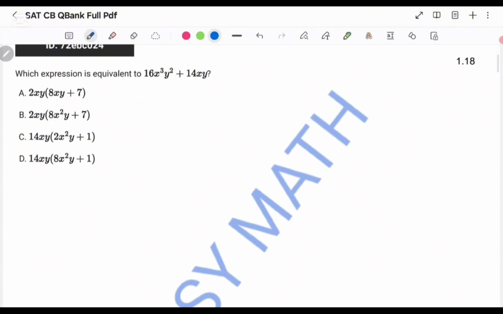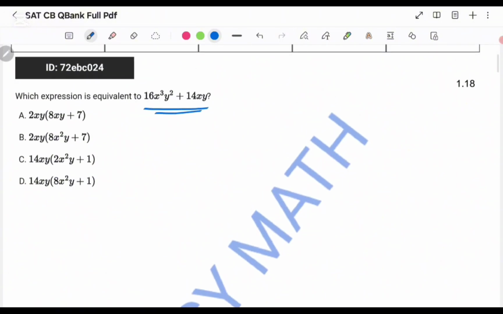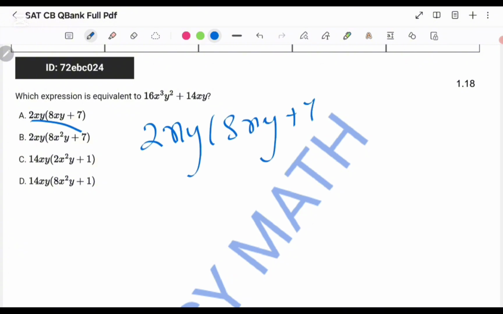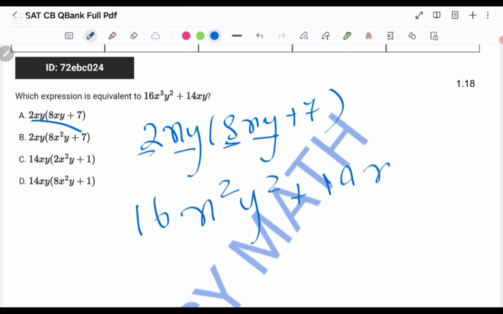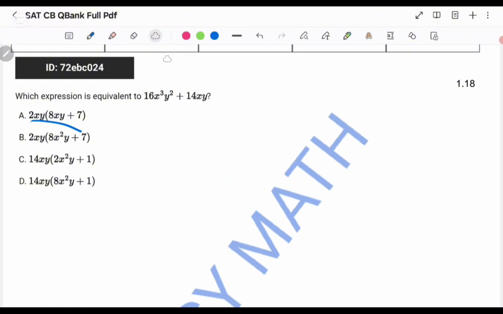Moving forward, which expression is equivalent to this? I can see that this is a simplified version, and I need to check which one of these is going to be it. We're not going to do any elimination now, because I can see that the constants can work together. So let's try to look at answer A. We have 2xy, 8xy plus 7. If I do the xy, we're going to have 2 times 8 first is going to be 16 x power 2, y power 2 plus 14xy. 14xy is right, however, here I have x power 2 and this is x power 3. So answer choice A is actually wrong.